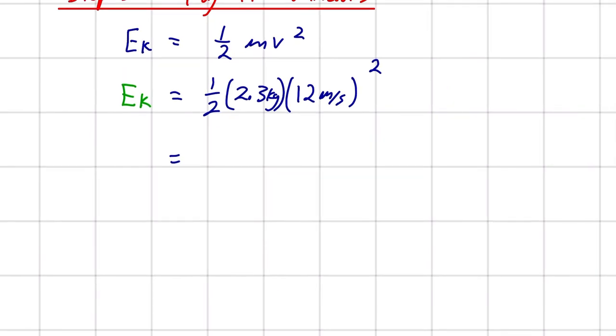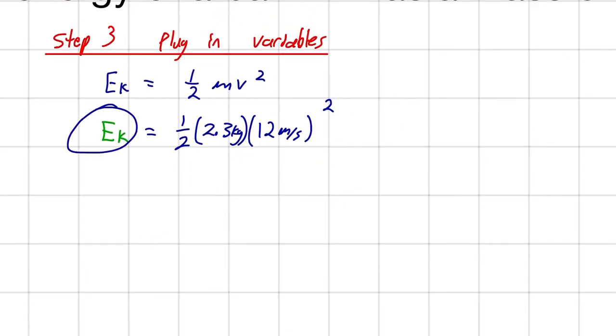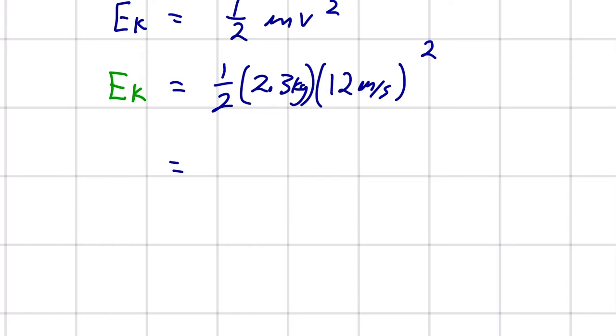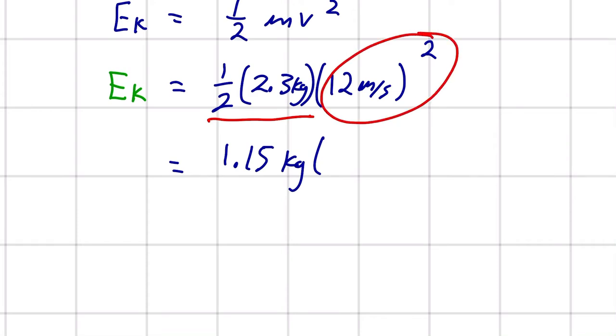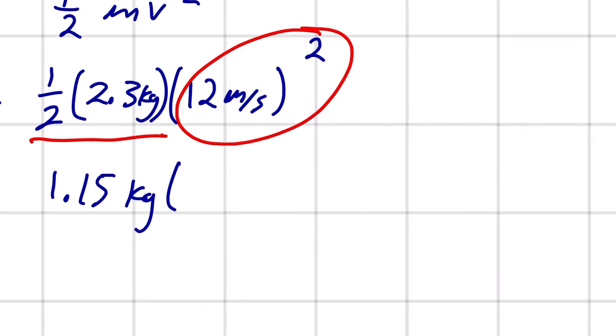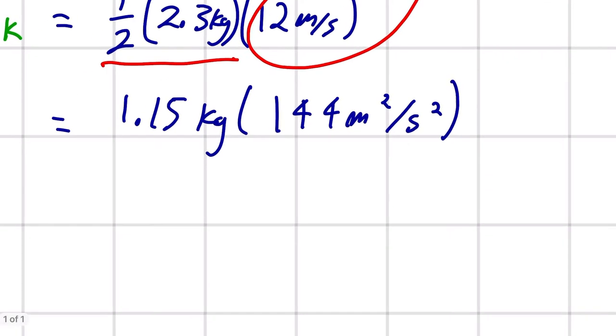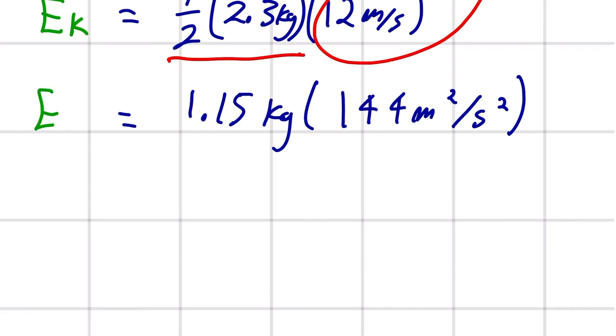So this one, we don't need to rearrange the equation. We already have the unknown isolated, so that makes it easier for us. So all we have to do is multiply out these numbers. I'm going to first start by multiplying these two together. And that'll give us 1.15 kilograms. It's multiplied by, and I'm actually going to also do this operation here with the 12 squared. That'll be 144 meters squared per second squared. And that is equal to E kinetic.